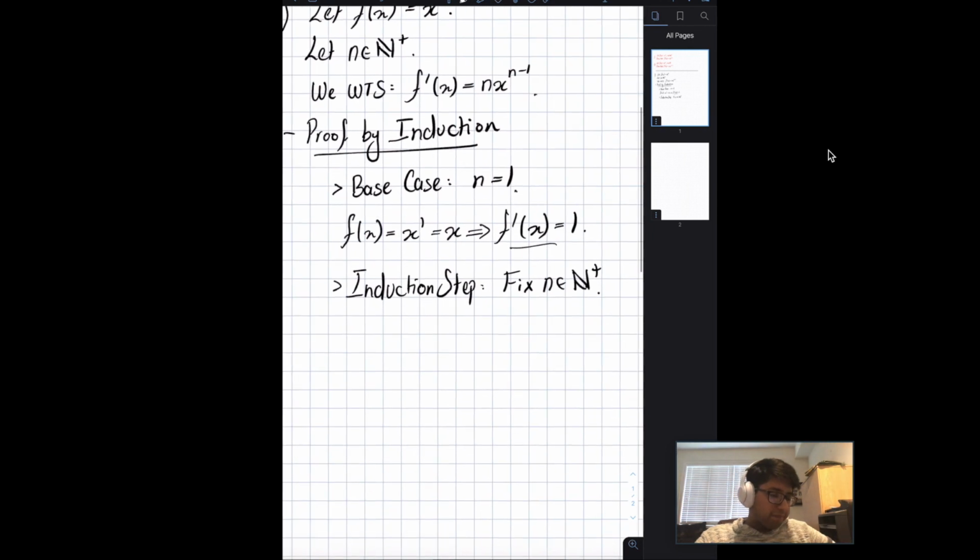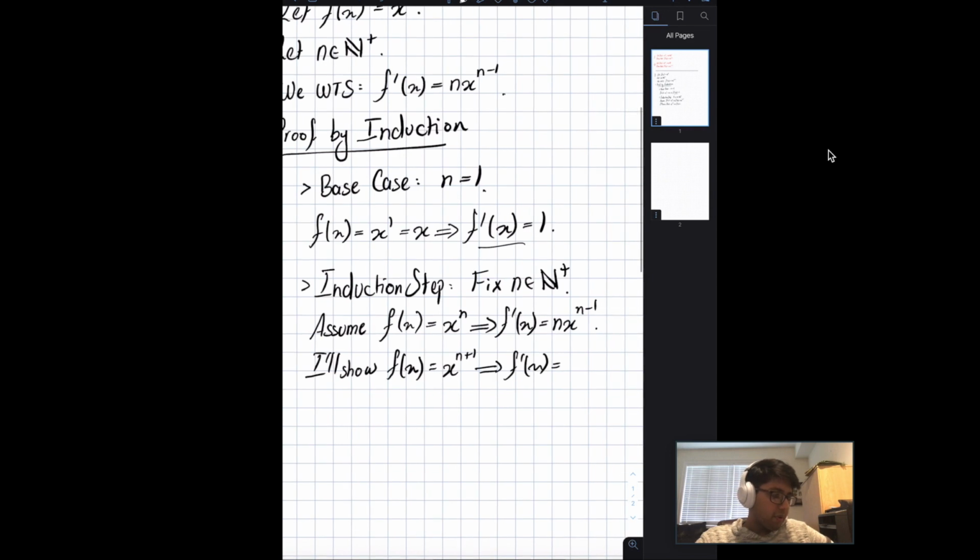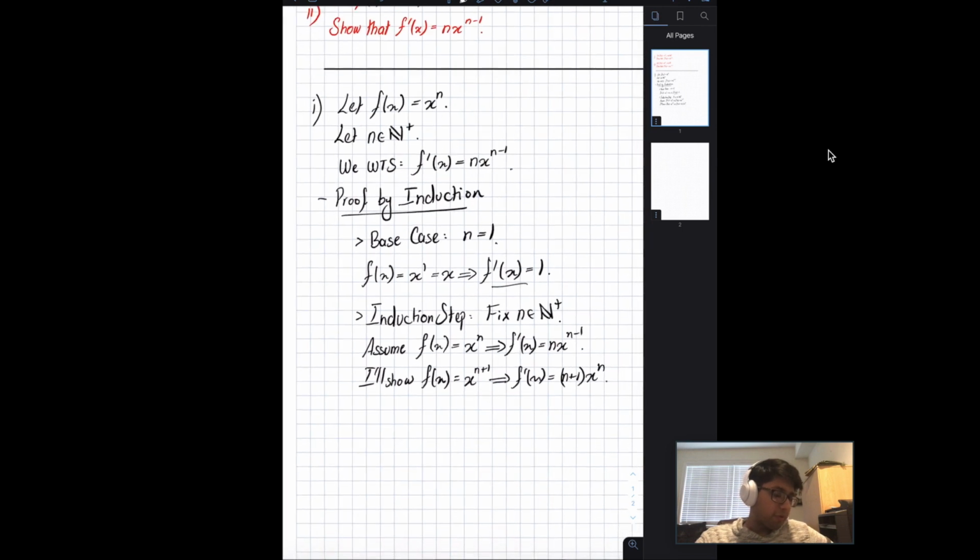And then I'm going to assume that if f of x is equal to x to the power of n, then the first derivative is equal to nx to the power of n minus 1. And I'll show that if f of x is equal to x to the power of n plus 1, then f prime of x is equal to n plus 1 times x to the power of n. And this will complete the proof.